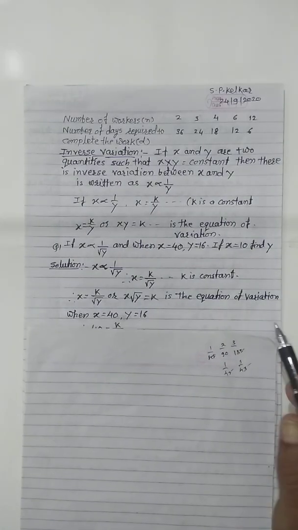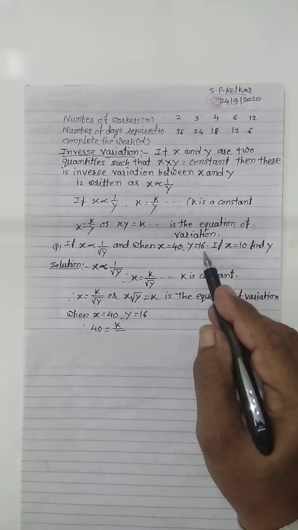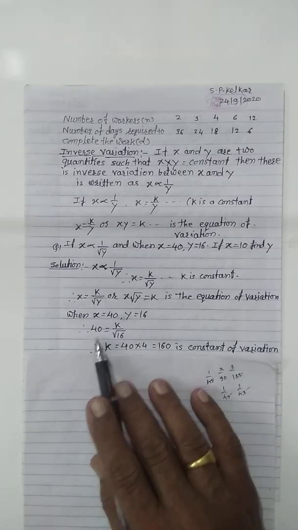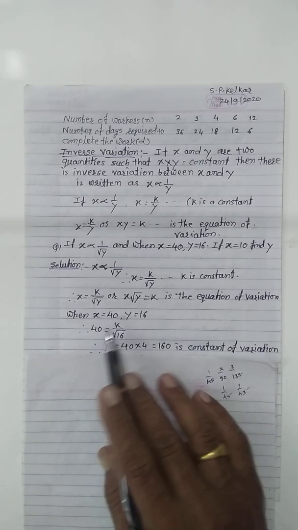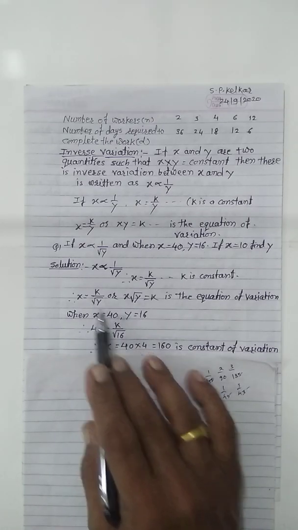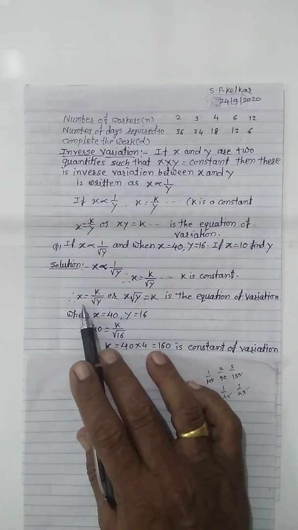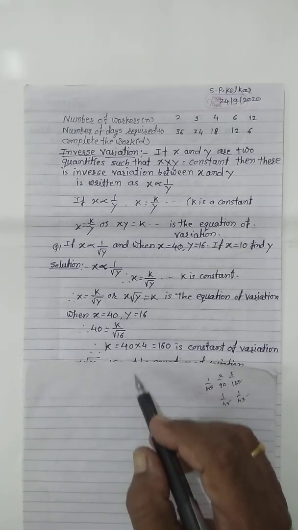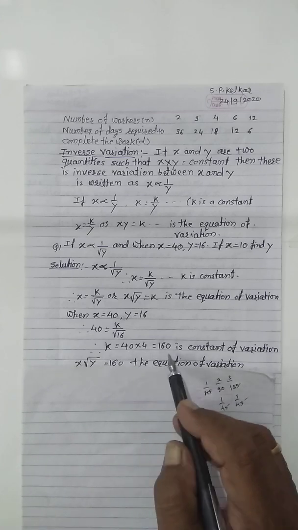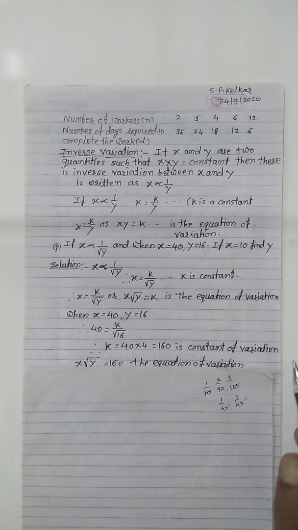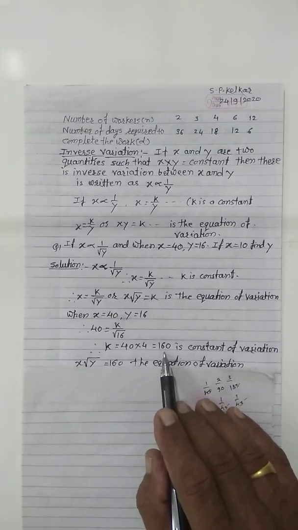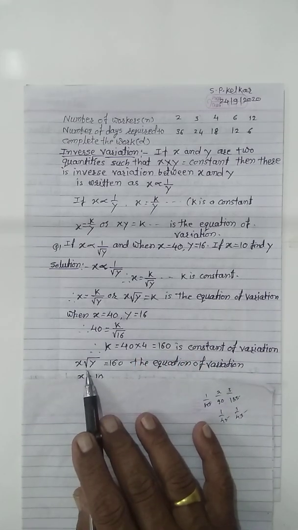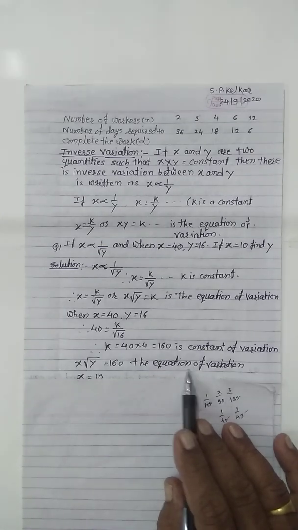Then put the values. Here x equal to 40, y equal to 16. Put the values of these two in this equation. Then 40 equal to k upon under root 16. The square root of 16 is 4, then k equal to 40 into 4, then k equal to 160 is the constant of variation. Then write down the equation of variation, put this value of k in this equation. x into under root y equal to 160, the equation of variation.